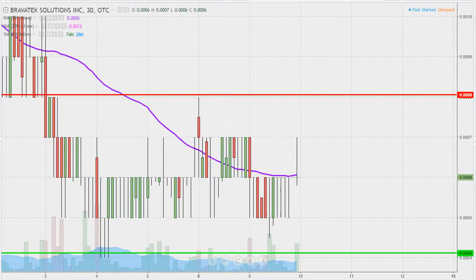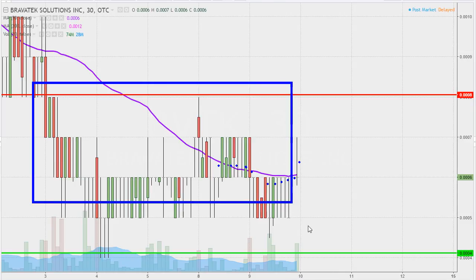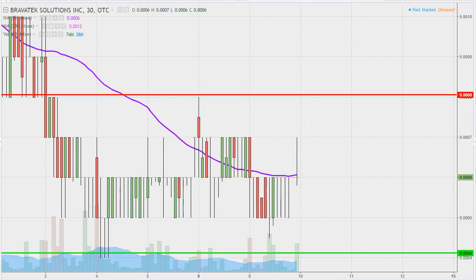Real quick, what do I mean by 30-minute in case maybe you're new to charts? Instead of each one of these candlesticks representing 1 day's worth of price action, which is what you would normally see, each one represents 30 minutes. So while this may look like several weeks worth of time, it's actually just the past several days broken down into 30-minute time slices.